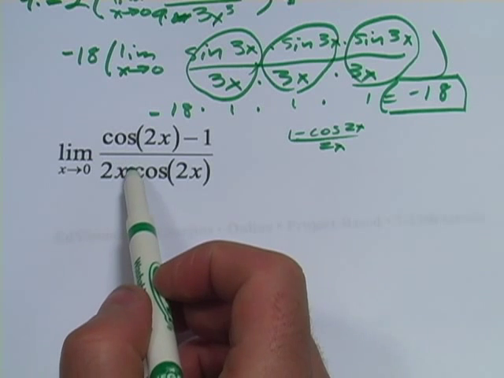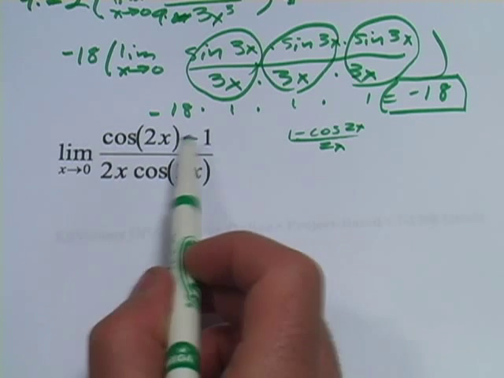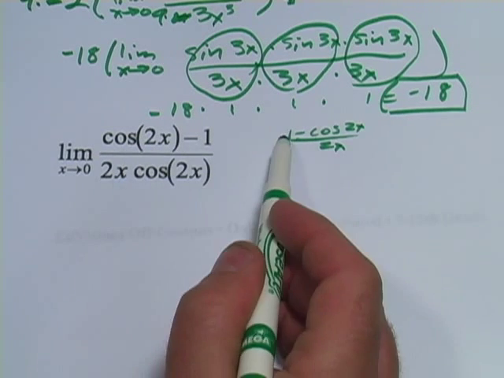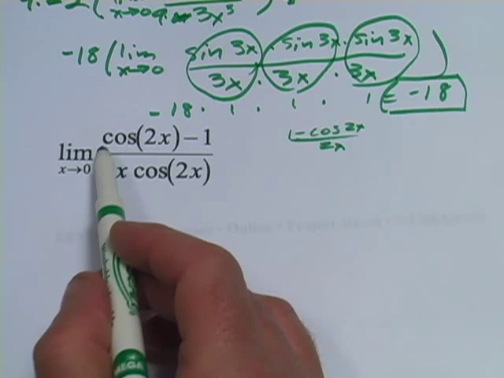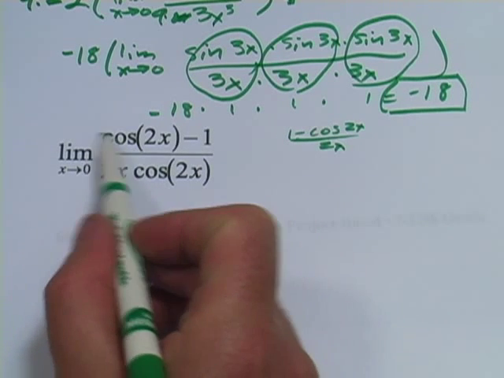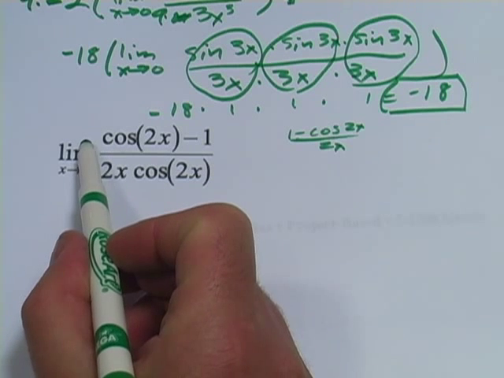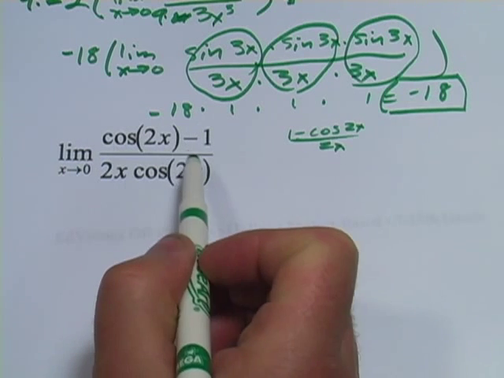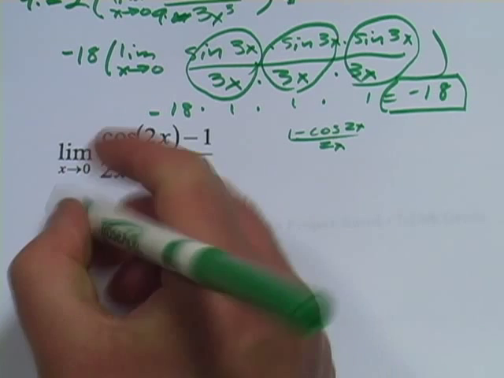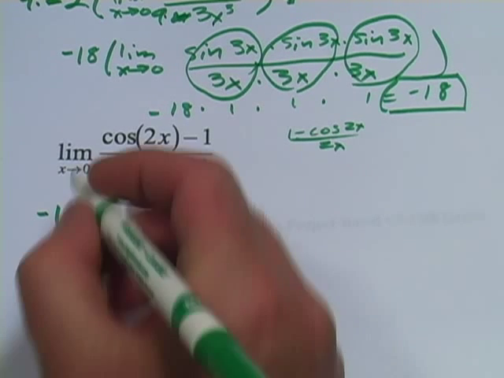One thing we might want to do first is this top piece. You could change that into 1 minus cosine 2x by multiplying by negative 1. So if I multiplied by negative 1 on the top here, I'd have negative cosine 2x plus 1. I could rewrite that as 1 minus cosine 2x. So I think I'm going to do that. That'll bring a negative 1 out front.